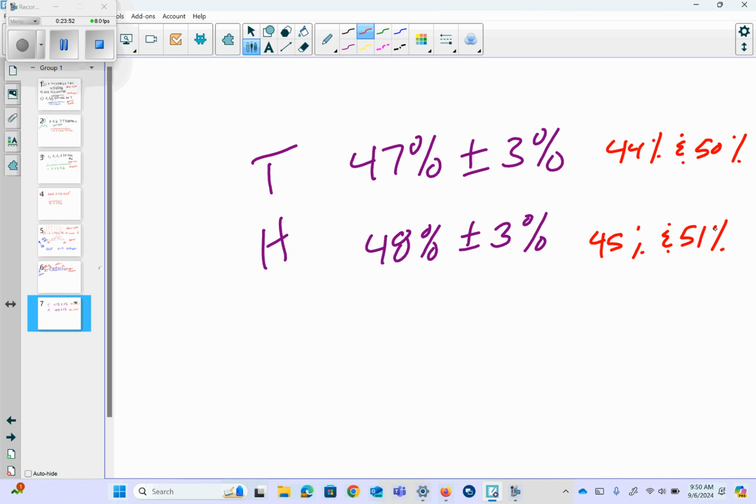Just because H's range is a bit higher, would that mean they're statistically more likely? Here's the hard thing. You have to read that tiny small print that's always at the very bottom of the screen. That's like 0.1 font. Even if you have a 100-inch TV, you still can't read it because it's so small. You want to know how they collected their data.